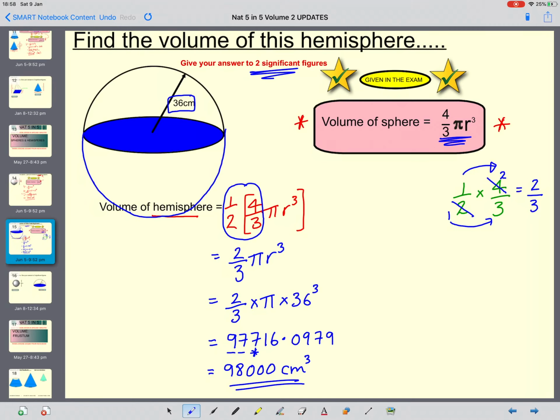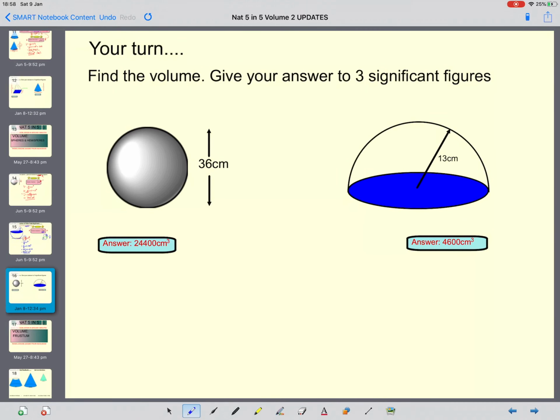So your turn now. Okay, it's your turn, guys. Just work out the volume of these two. One's a sphere, one's a hemisphere, and I have provided the answers for you. So good luck.